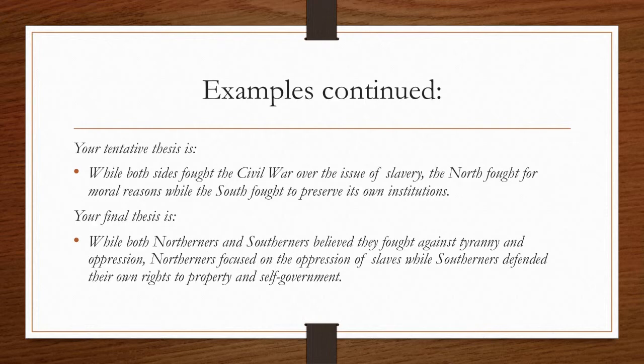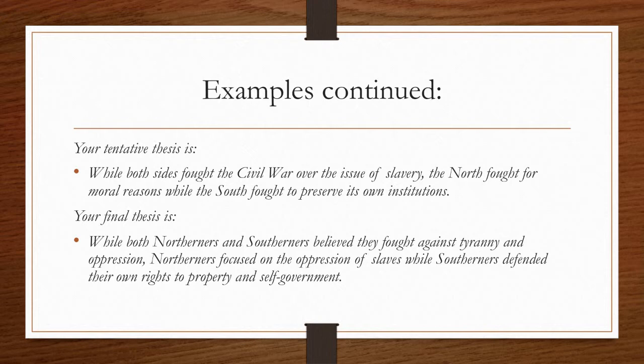So your tentative thesis might move to, while both sides fought the Civil War over the issue of slavery, the North fought for moral reasons, while the South fought to preserve its own institutions. You're talking about the issue of slavery, but you're also going to compare the North and South on that specific issue and how that impacted the Civil War.